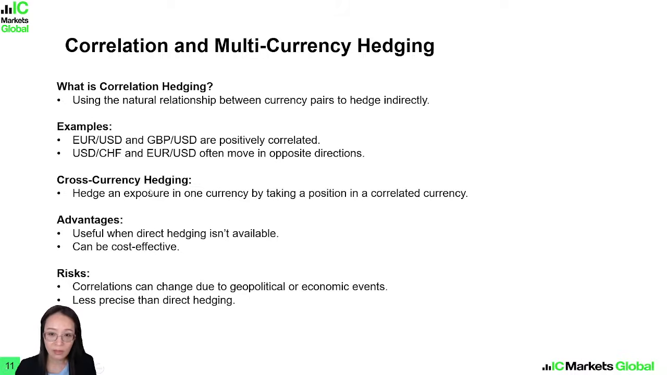Or you can hedge with correlation and multiple currencies. So what is correlation? We already know it's using a natural relationship between currency pairs to hedge indirectly. For example, we go long or buy EURUSD and GBPUSD. We know that they have a positive correlation. Let's say if you buy EURUSD, then you should sell USDCHF because they move in opposite directions, right? So you can use this as well.